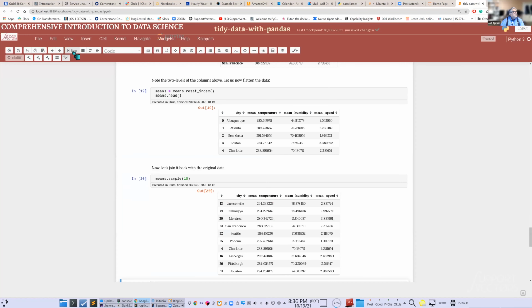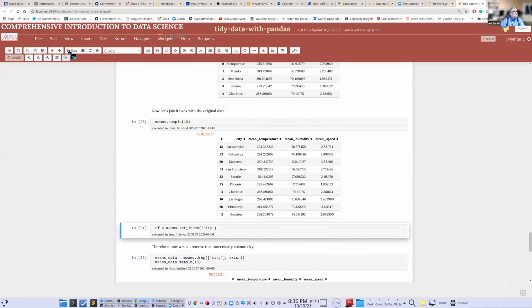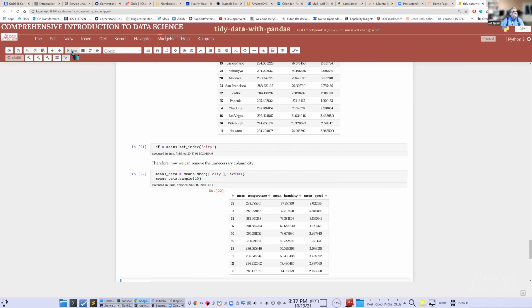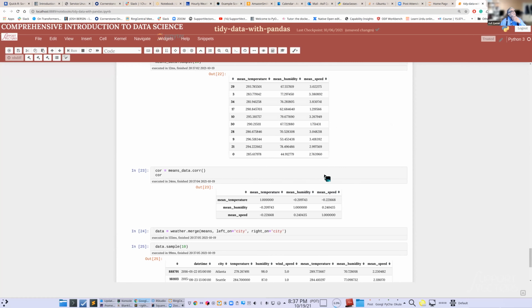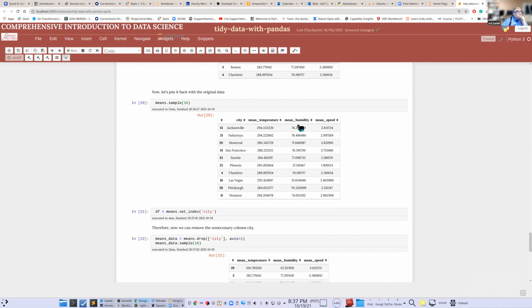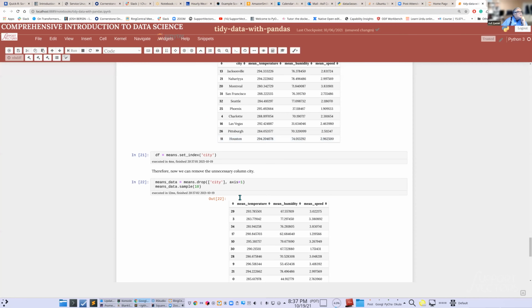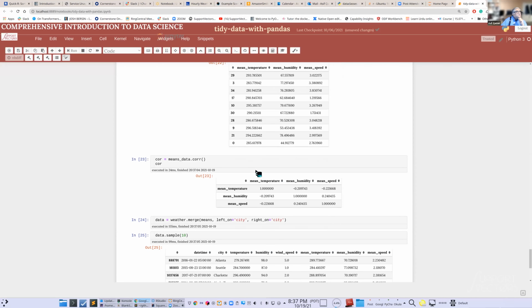That is it. One thing I wanted to show, okay, there's still more to do. One thing I wanted to show, which wasn't obvious: when you do mean, you see the city as a column. If you want city to not be the column, you want it to become the index, you can make it the index, and so on and so forth.